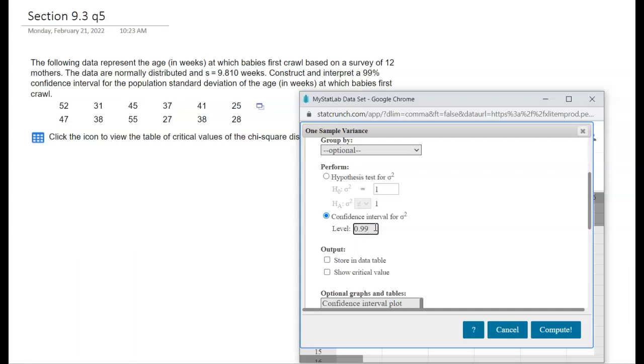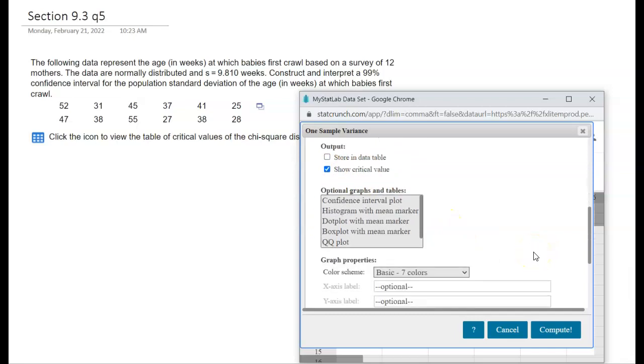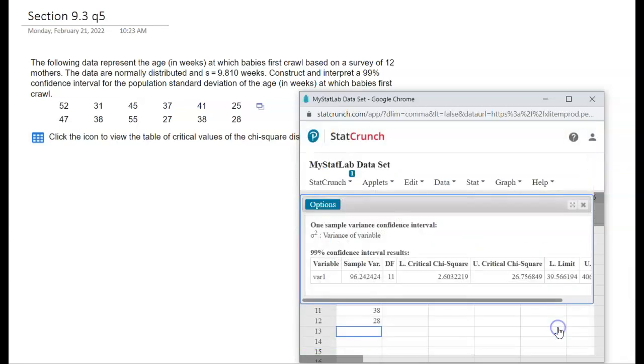And so this is the confidence interval for our population standard deviation, which is not sigma squared, it's sigma. You have to pay attention to that for this problem. What we're calculating here is variance, and what we're asked to calculate is standard deviation. I will get to that in a second. We can go ahead and show the critical value, though we don't need it, and then hit compute.